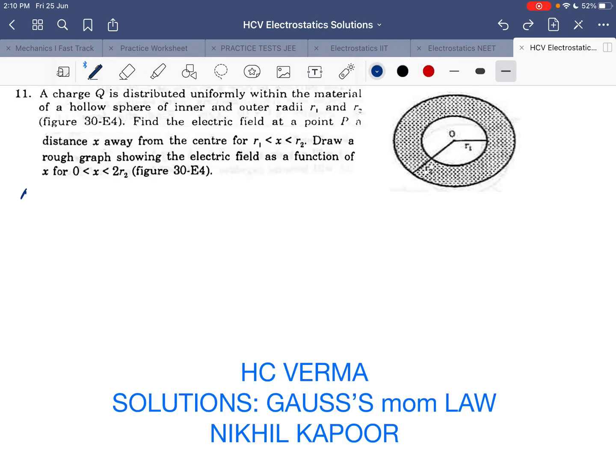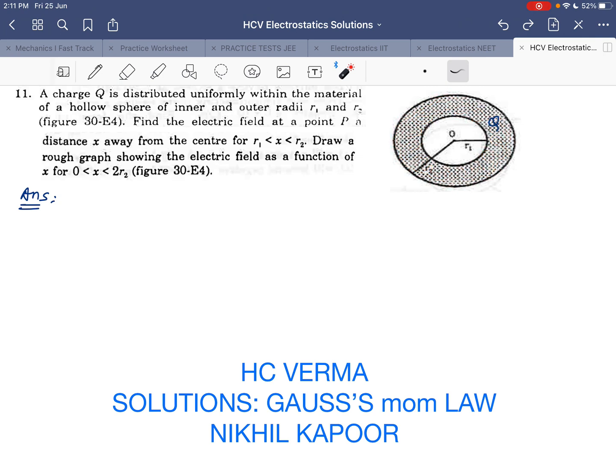Let's start with the 11th example. A charge capital Q is being uniformly distributed within the material of a hollow sphere. So here this charge Q is uniformly distributed in the material of this hollow sphere.